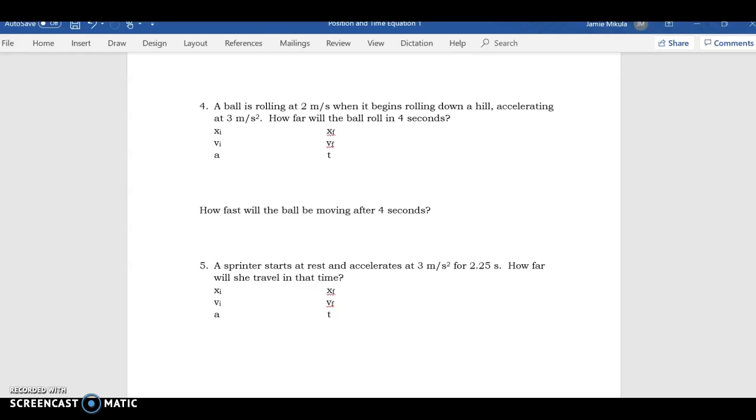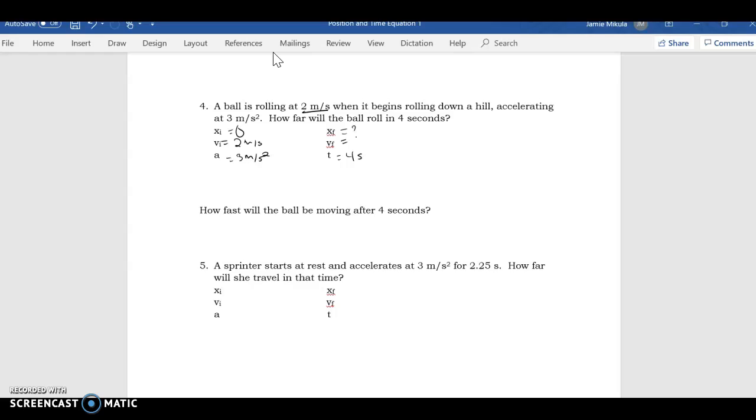All right, then you have this one. A ball is rolling at 2 meters per second when it begins. All right, so it's initially rolling at 2 meters per second. Begins rolling down a hill, accelerating at 3 meters per second squared. That's the acceleration. How far will the ball travel in, so I want to know final position in 4 seconds of time. So again, his initial position, I'm going to put as 0 to make it easy.